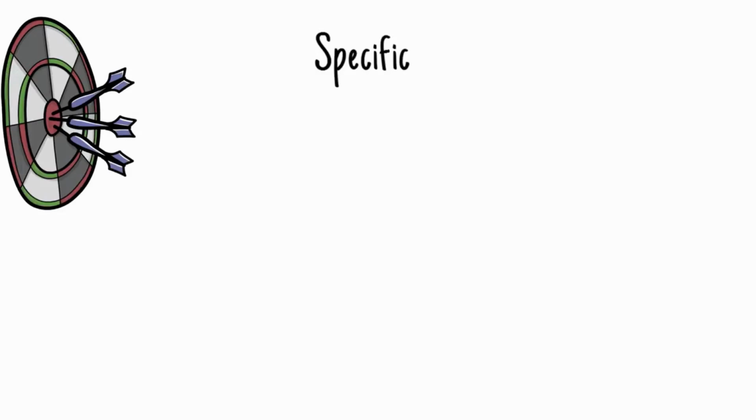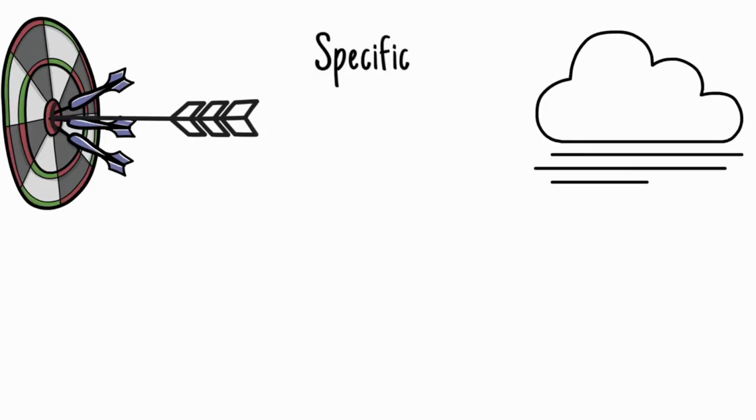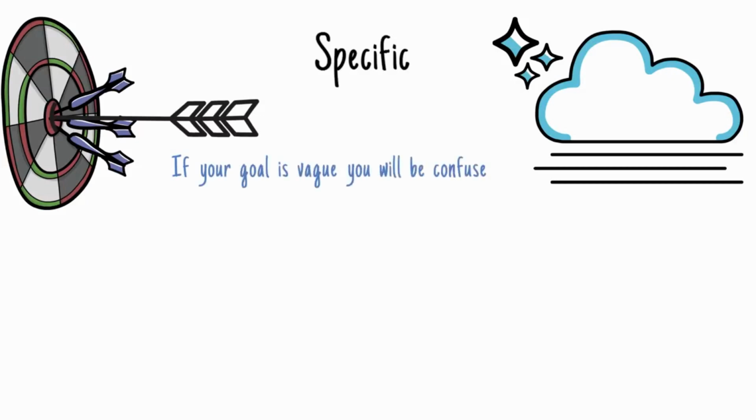Specific. You should know exactly what you want. Not kind of, not almost, but exactly. Vague goals are much harder to achieve, so you need to define them as clearly as you can. This way you will know what you need to do in order to get what you want. But if your goal is vague, you will be confused.